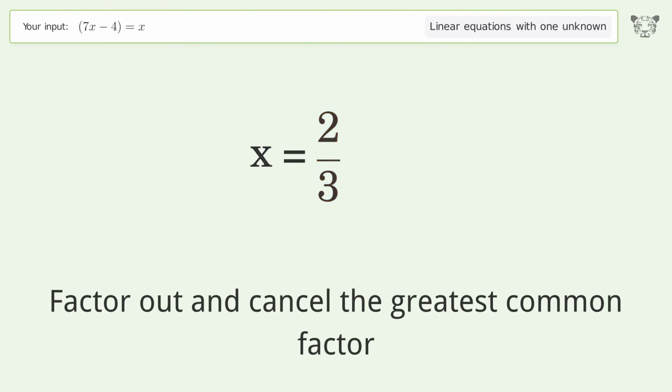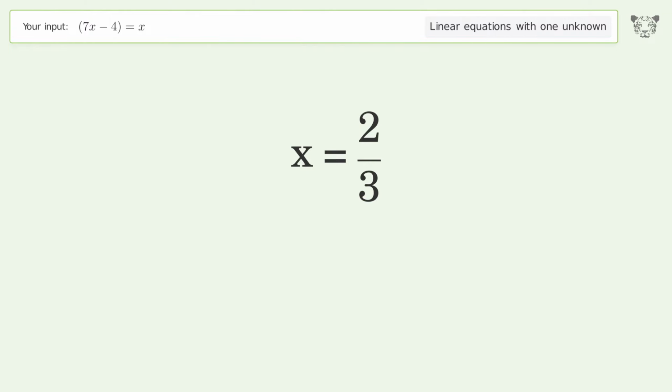And so the final result is x equals 2 over 3.